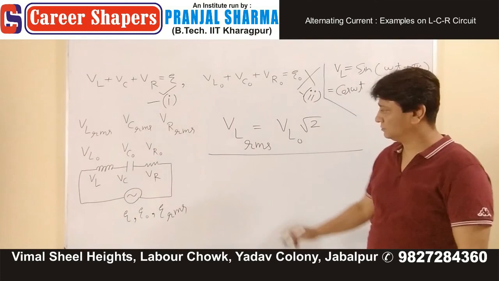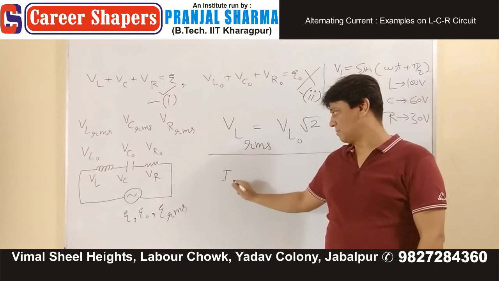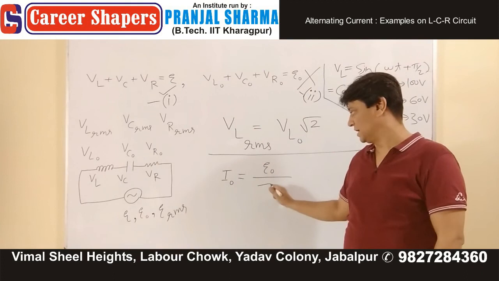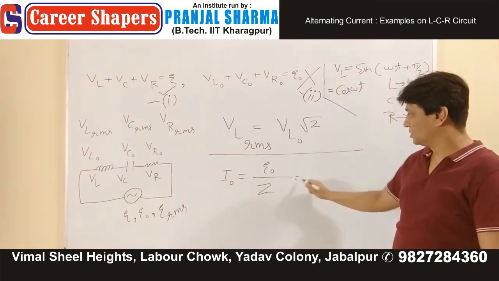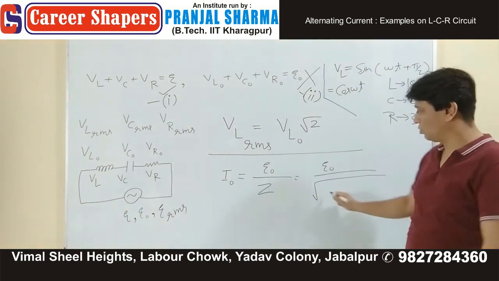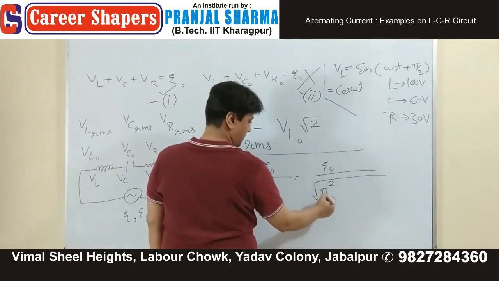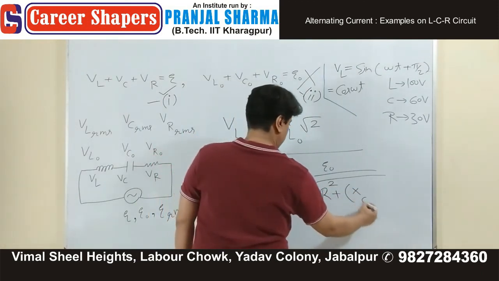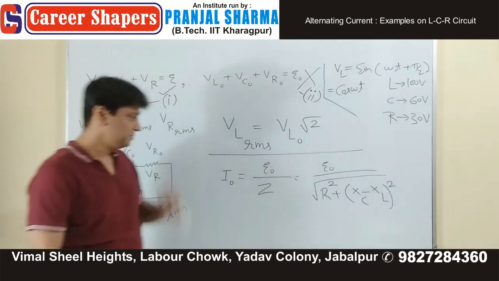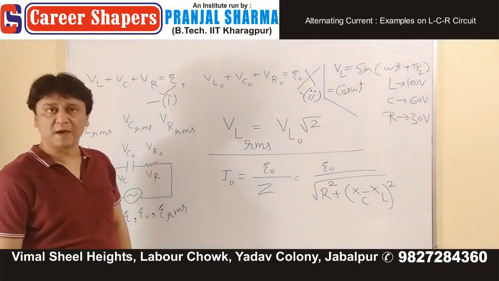Now look at this. We have developed this part, I naught, as E naught divided by Z, which is E naught divided by root over R square plus XC minus XL whole square. This is your I naught.